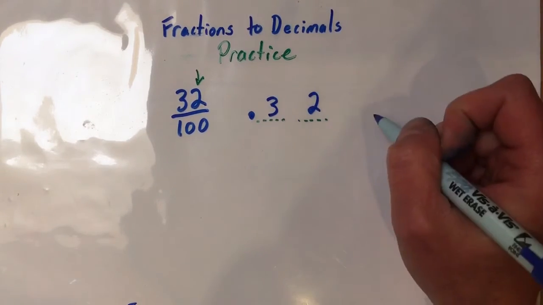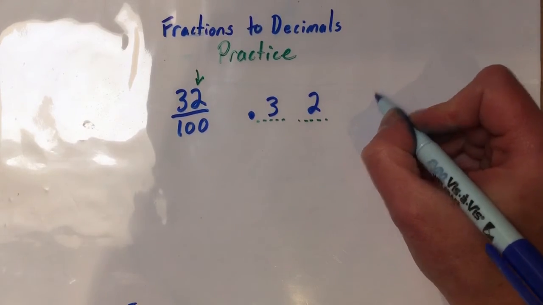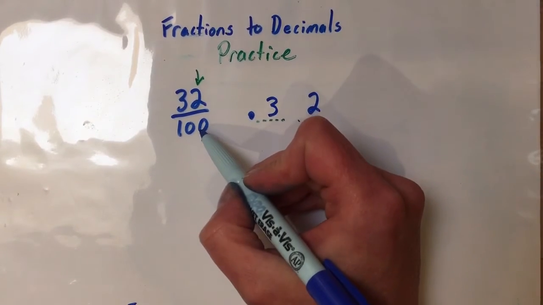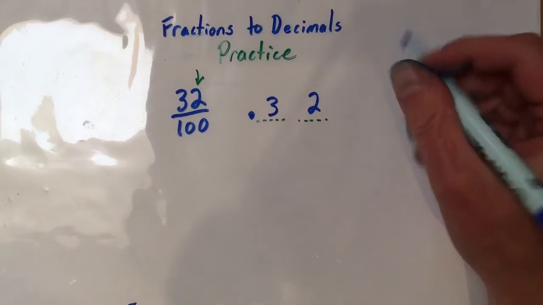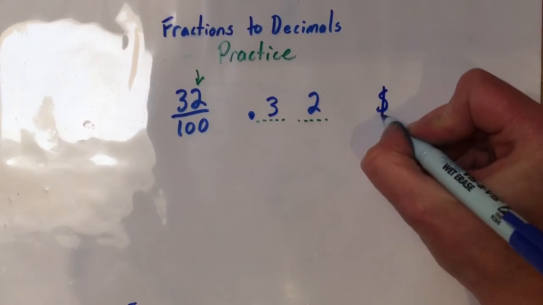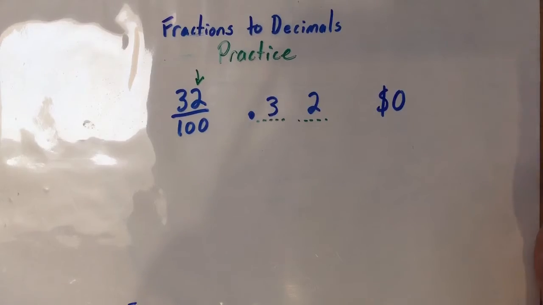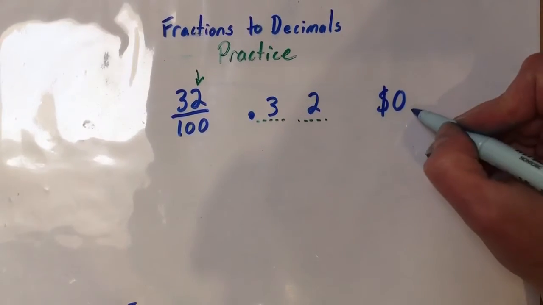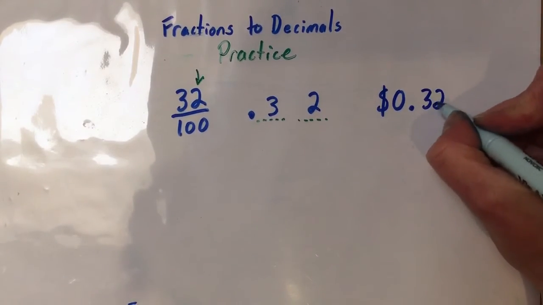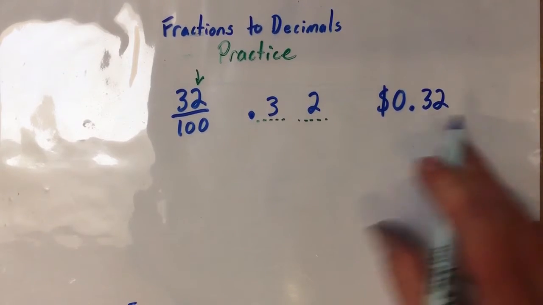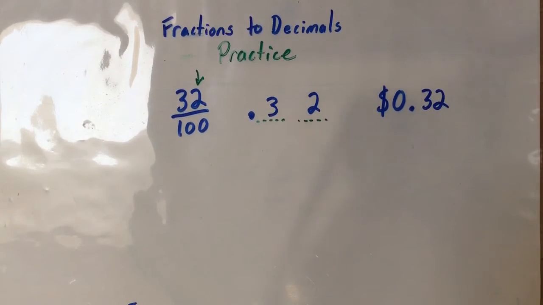Another hint, if you needed it, that you can use is to turn this into money. I have 32 pennies, 32 cents. How do I write 32 cents as money? I have my dollar sign. No dollar bills, nothing in the ones place, decimal point, and 32 cents. This would say 32 cents. Very similar to the way that one looks.